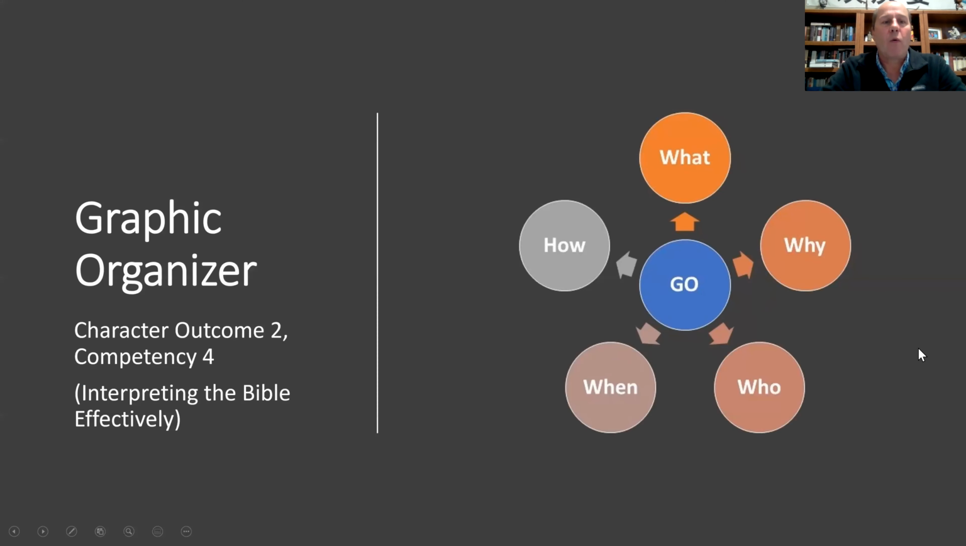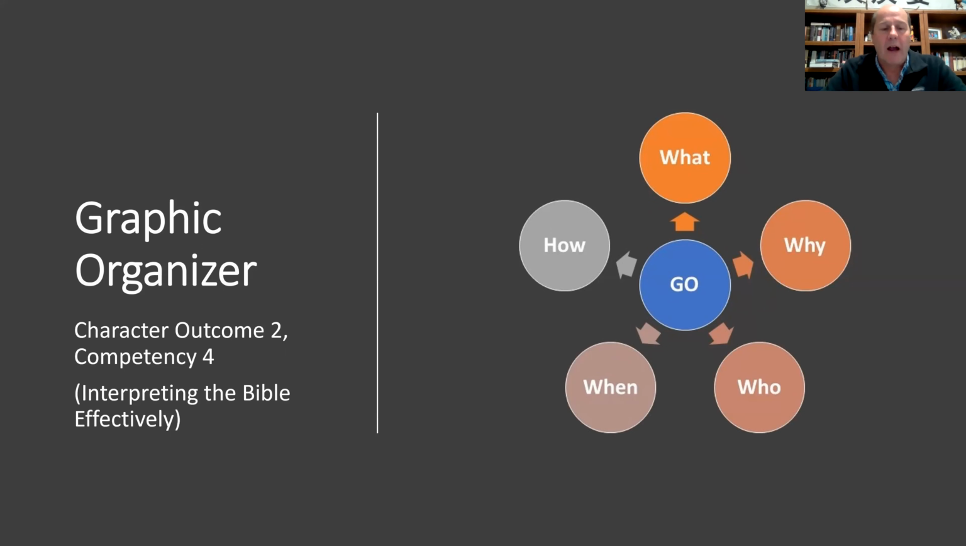So when we look at a graphic organizer, we're talking about character outcome number 2, competency number 4, and all of this is to help us to interpret the Bible. If you look on the right, you'll see that there is a graphic organizer. GO stands for graphic organizer. And this graphic organizer tells us that we're going to do 5 things. We're going to tell you what, why, who, when, and how. That takes a lot of information and it puts it into a single diagram. So that's an example of what a graphic organizer looks like.